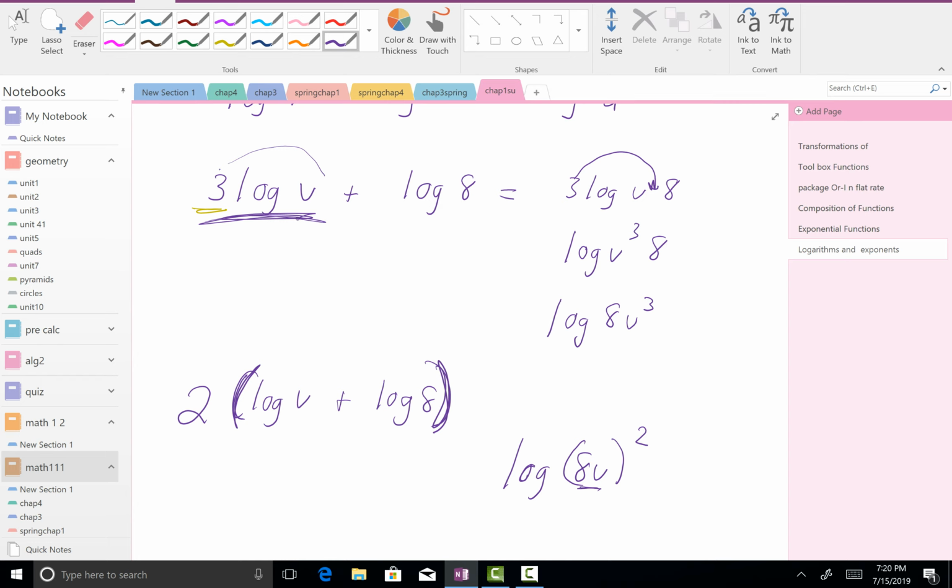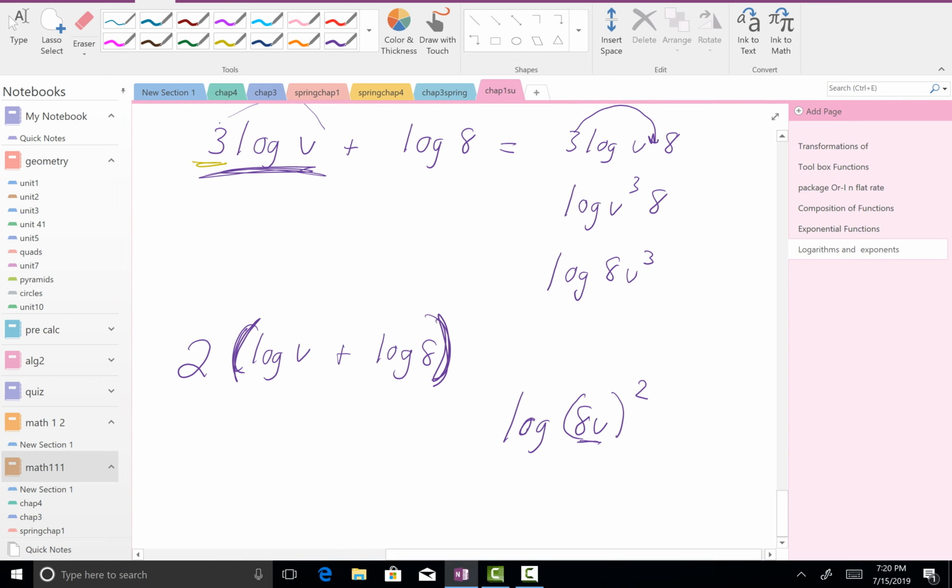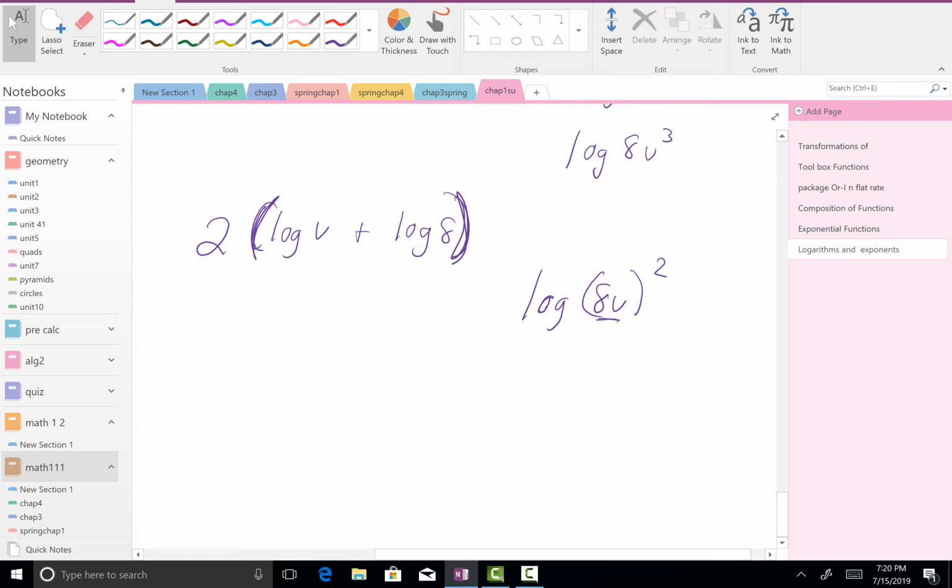Well, that really is pretty much all there is to these. But it's a lot of stuff on logs, because you have the definition and all these properties. So there's a lot of things there. All right, let's try some out. I'll give you some time here to work on some.